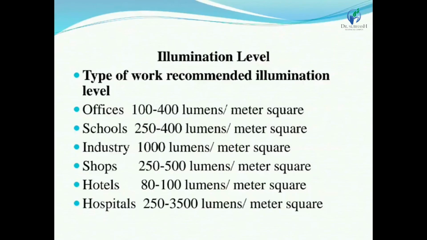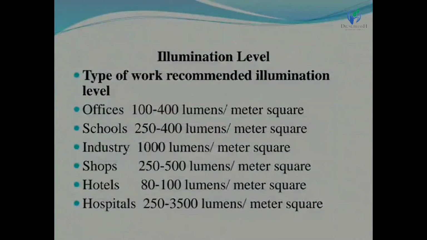For general lighting we will make another video. This is the illumination level for different places. Offices 100 to 400 lumens per meter square. For schools, this is the standard. Schools 250 to 400 lumens per meter square. Industry, there is huge illumination required, so 1000 lumens per meter square. For shops 250 to 500 lumens per meter square. For hotels 80 to 100 lumens per meter square. For hospitals 250 to 3500 lumens per meter square.